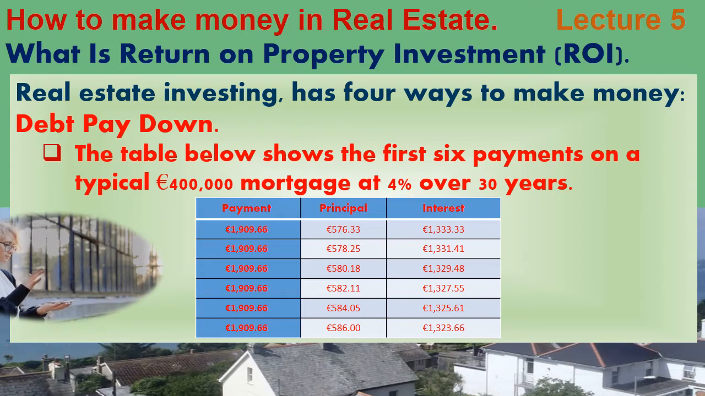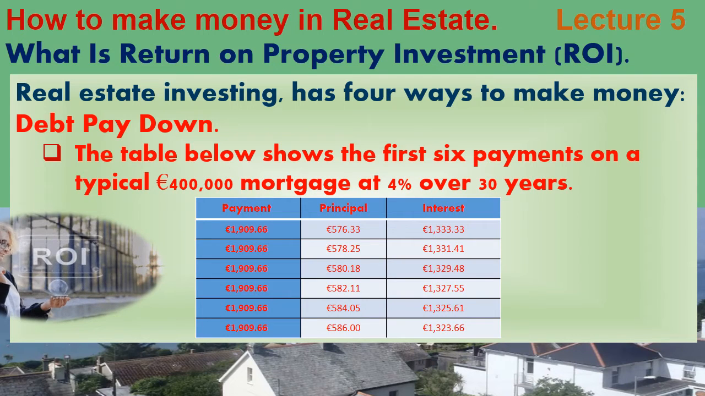Debt pay down. You only get the debt pay down if you finance your rental property. If you pay cash, you won't get this return. Very few rental property investors buy properties only with cash. The table below shows the first few payments on a typical €400,000 mortgage at 4% over 30 years. The first column, payment, has the same amount every month. The next 2 columns, principal and interest, change monthly because as you pay down the loan, your balance decreases.